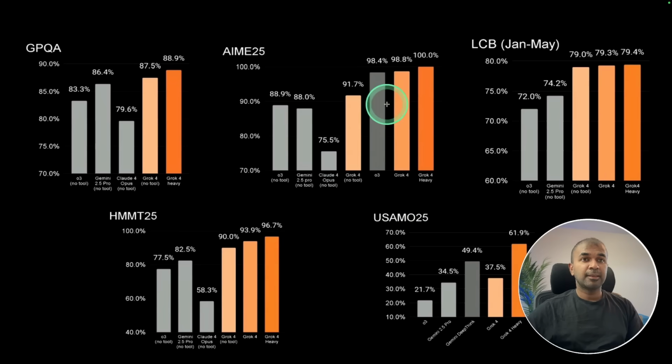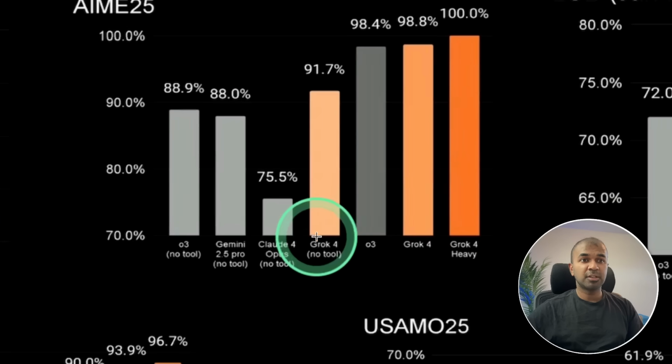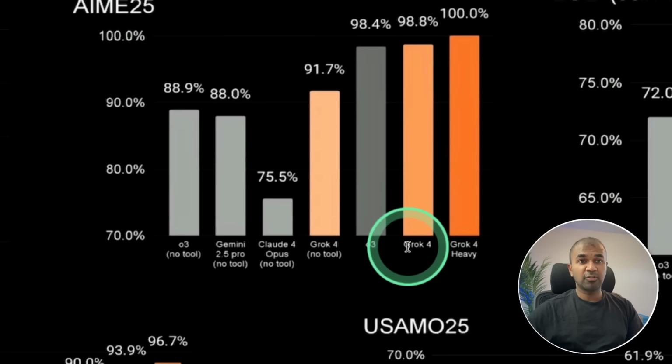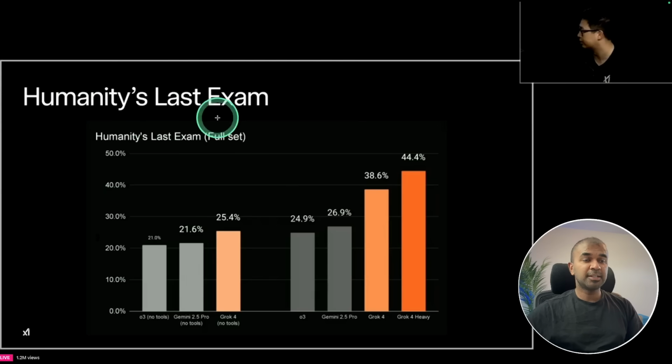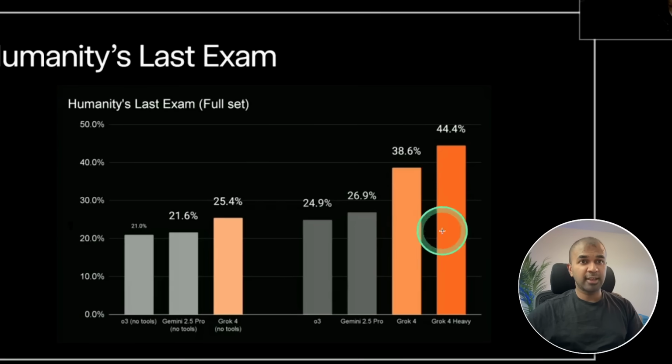Also note that there are three different variations. One is Grok 4 without tools, next Grok 4, and then Grok 4 Heavy. So Grok 4 Heavy is the top performing. In Humanity's Last Exam, Grok 4 Heavy is the top performing. Next is Grok 4, and then Grok 4 no tools.